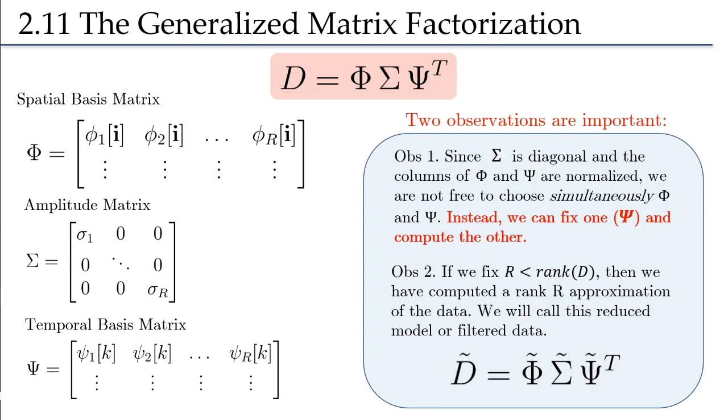The second observation is that if we decide to include only some of the available modes, say R smaller than the rank of D, then we have a filtered version of the data, which I will denote with tildes in the following videos. And the result is a reduced order model or reduced rank model of the original data.